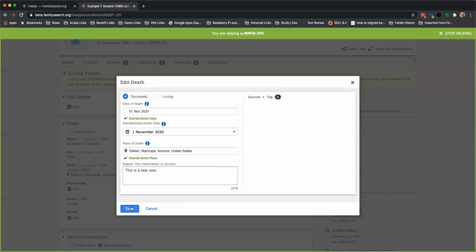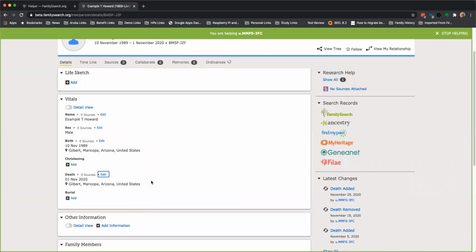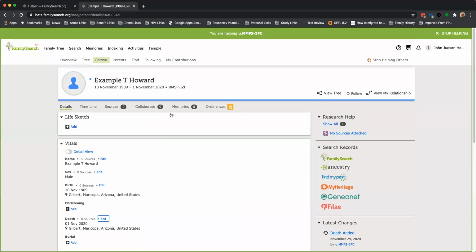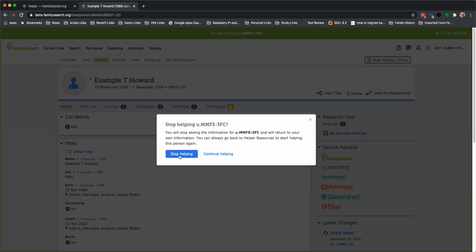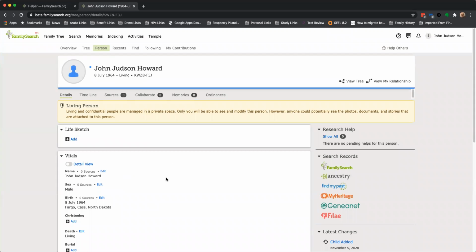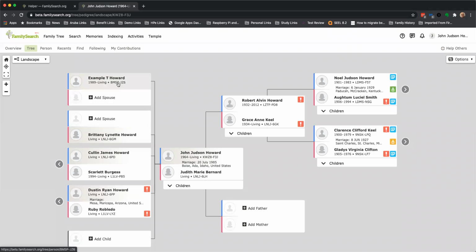Okay, and then I'm going to hit save. Okay. So now you notice the banner's gone. Right. So now I'm going to stop helping. I'm going to go back to my beta tree here. So let's go back to here, and here's example.